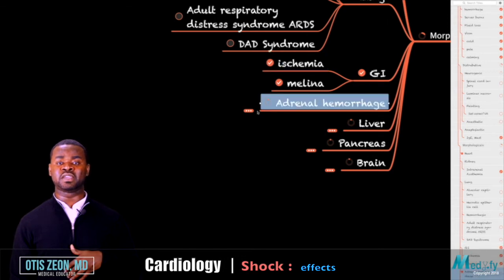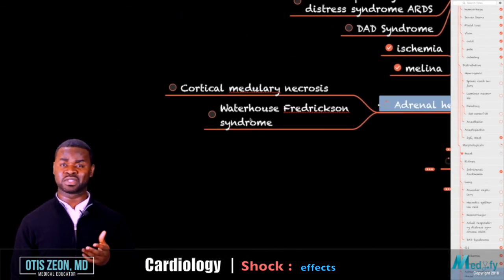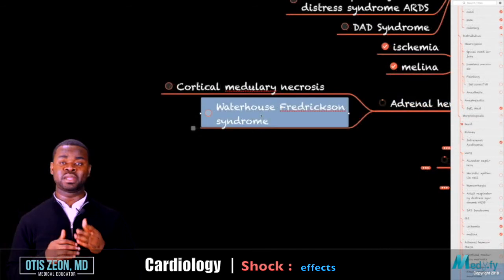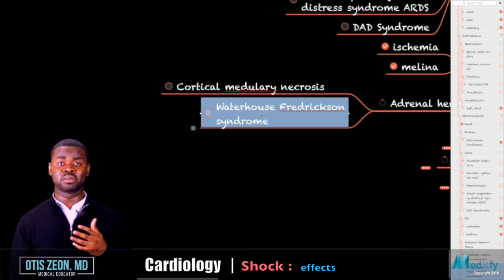The adrenal glands can be affected by shock, especially when we're dealing with gram-negative sepsis. In this case here, we're talking about Neisseria meningitidis. It can affect the adrenal glands somehow, and all the adrenal content which can be released can lead to Waterhouse-Friderichsen syndrome, which can lead to massive shock.